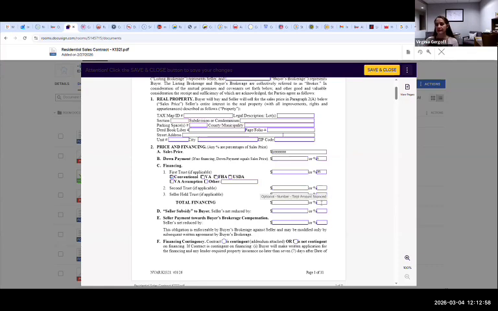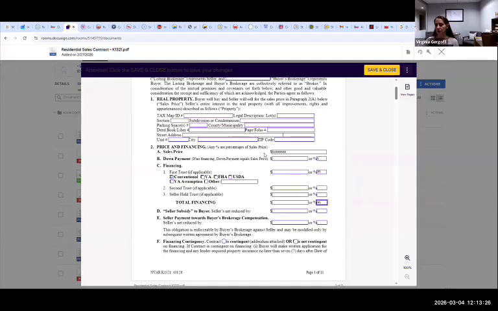In total financing, you have to put the addition of anything that is under C. So if you have more than one choice, right? Let's say that you have 90 here and 5 here, then the total financing is 95%, okay? If you don't have a second trust and everything is under the first trust, then you put 95% here and then 95% again here, okay?